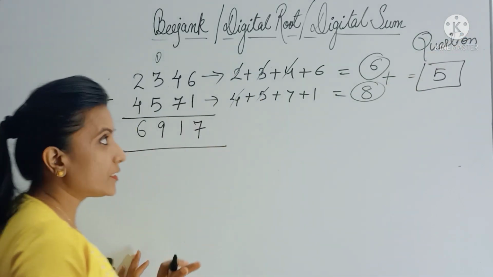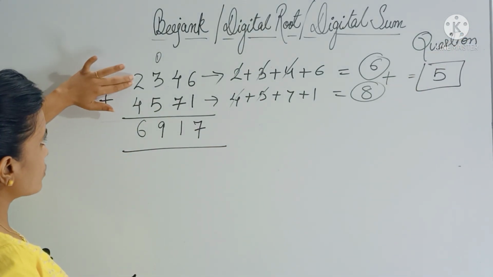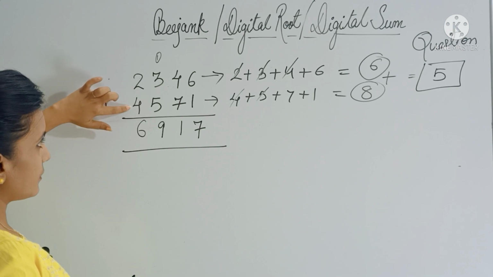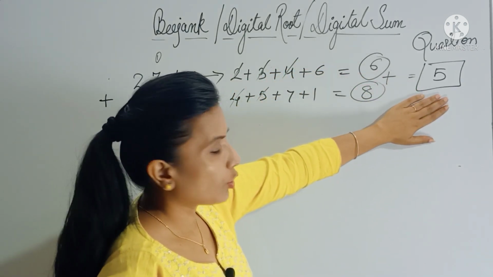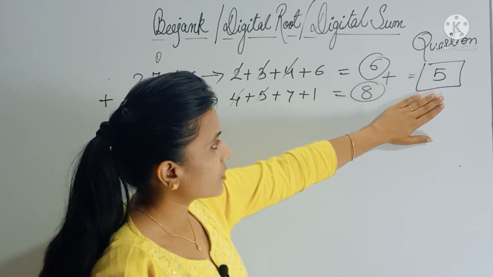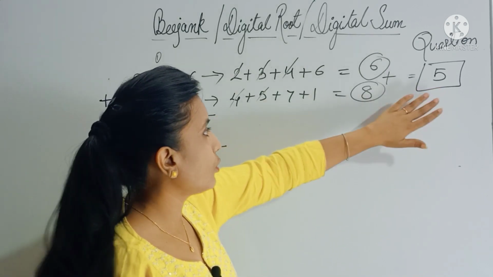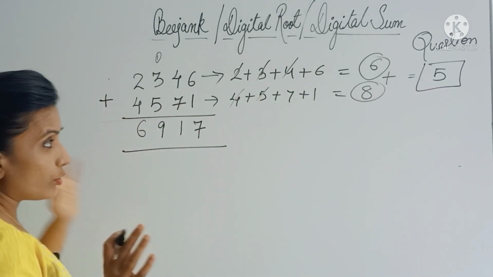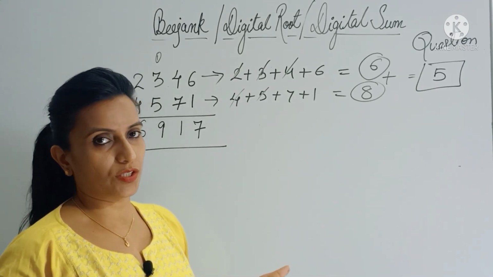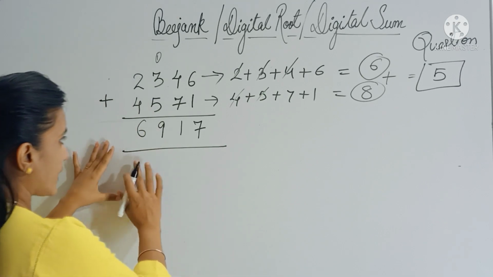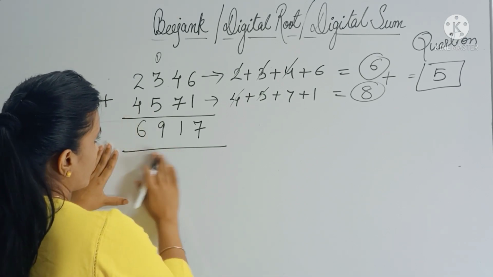Okay, so what we did, we calculated the digital root of this number and this number, and then we added both of them, and then we got the final digital root, or you can say Bijank of the question. Always remember, Bijank has to be in the single digit. Okay, now let's calculate the Bijank of your answer.